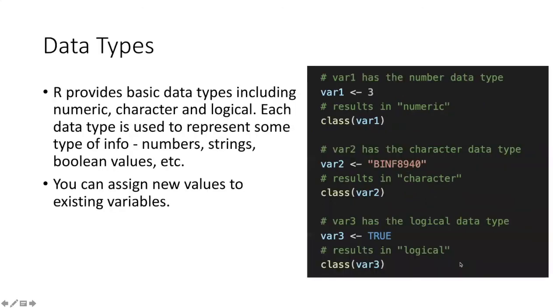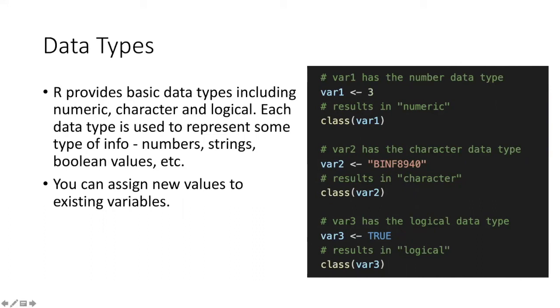Next, I want to talk about data types. R provides some basic data types that can be used to represent different kinds of information. There is the numeric data type to represent numbers, the character data type to represent strings, and the logical data type to represent Boolean values. There are more data types, like complex, but these are the most commonly used ones. The numeric data type in R is a class that represents numbers that can be integers, like 1 or 2, or decimals, like 1.1 or 3.0.